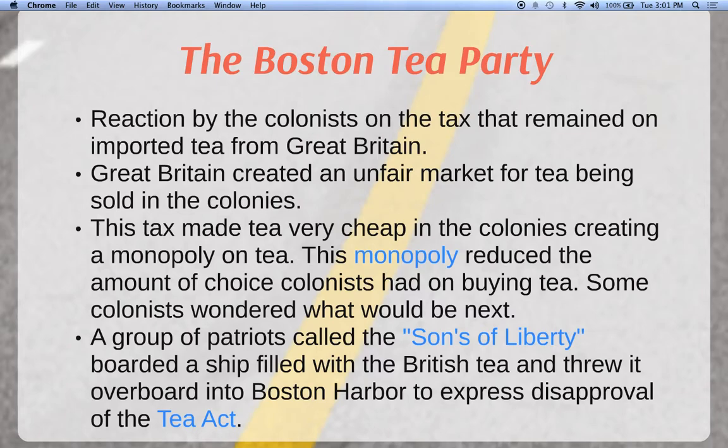So just imagine, all of a sudden you've got one kind of soda to drink, or lemonade, or you could only drink water. That's what this was. They basically reduced the amount of choice with this monopoly on tea. So the Boston Tea Party ultimately was a reaction to that. This group of patriots called the Sons of Liberty boarded this ship filled with all this British tea and basically threw it into Boston Harbor. And this was to express disapproval for the Tea Act, becomes known as the Boston Tea Party.